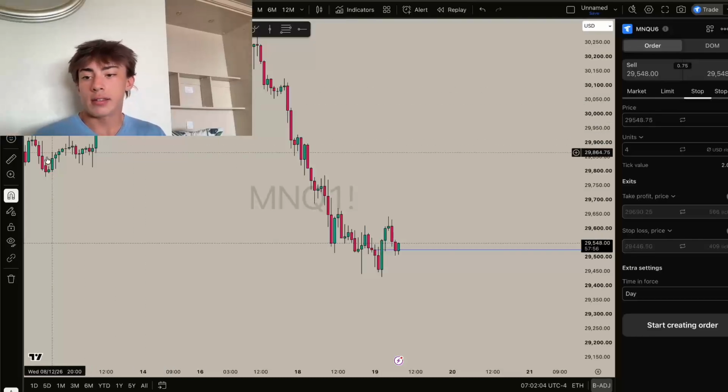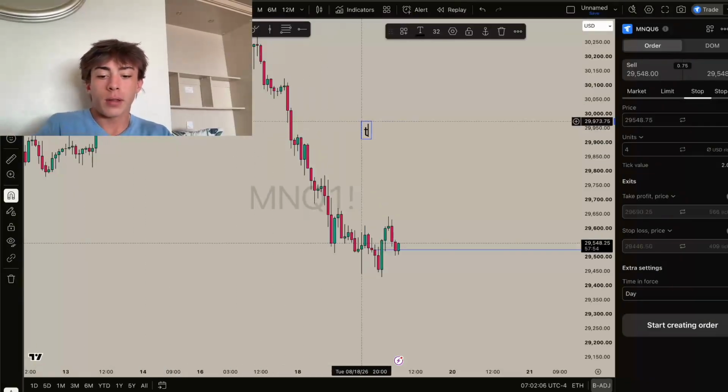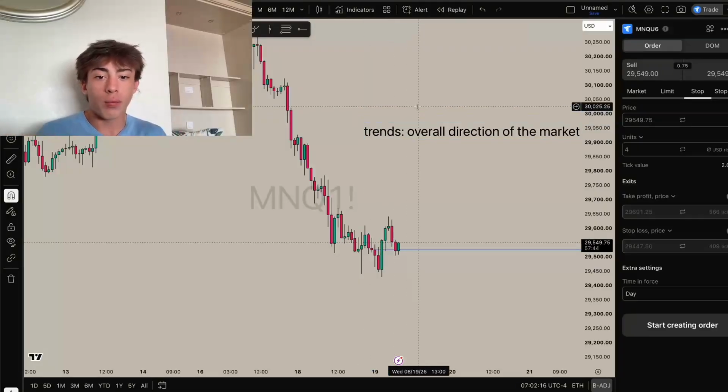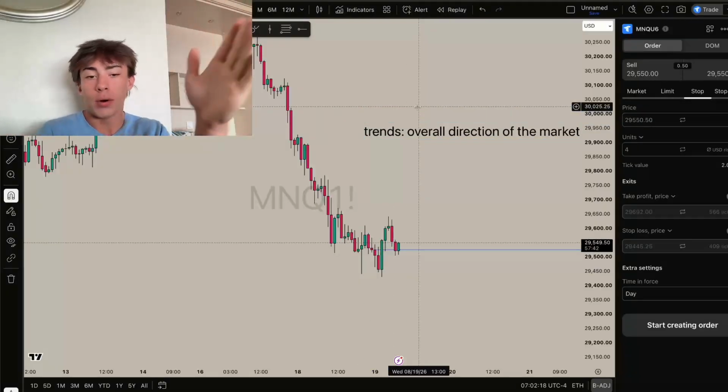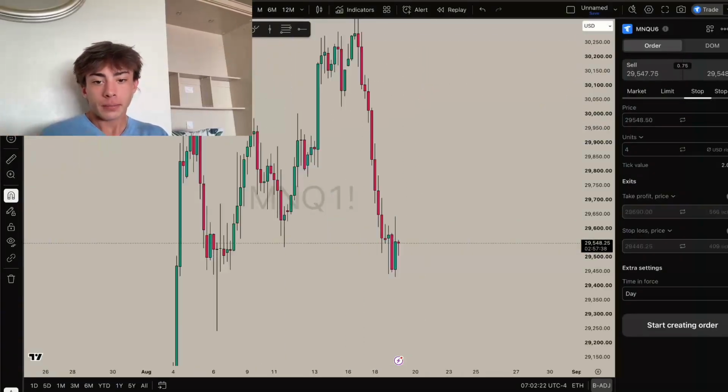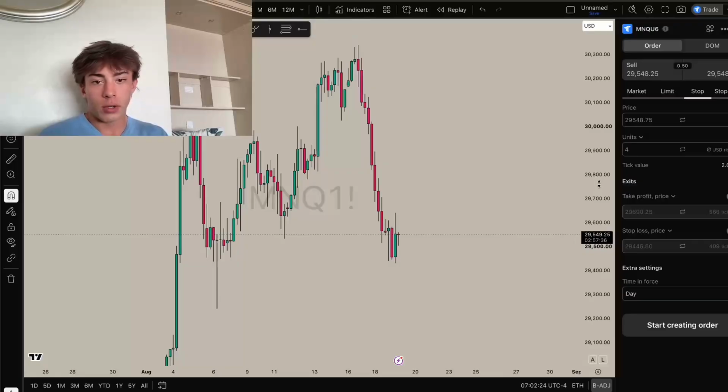So now trends, okay? We already defined trends, but let me just redefine it. Trends is the overall direction of the market. That's simple, and we can use these highs and lows to determine what kind of trend we're in, if we're in a bullish trend, meaning going up, or if we're in a bearish trend, meaning going down. So I think the 4 hour is a good place to analyze this.